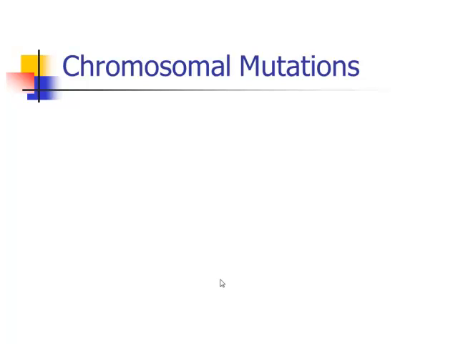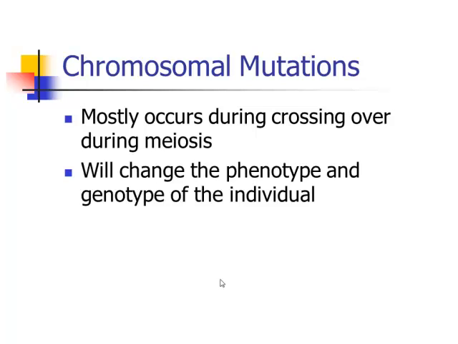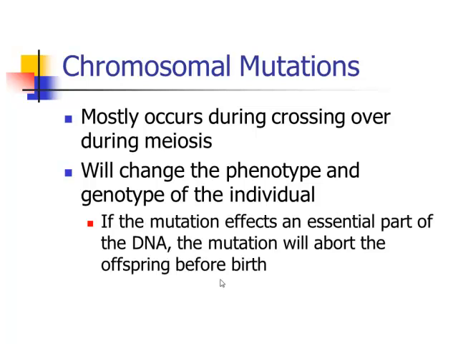We can also have chromosomal mutations. Chromosomal mutations are where we see a huge chunk of our DNA, whole genes, mutated. This usually happens during crossing over in meiosis, where the genes are supposed to swap spots and something just happens to them. It will change the phenotype and the genotype of the individual because they may not have the correct letters anymore. And of course, if they don't have the right genotype, that will change their phenotype.